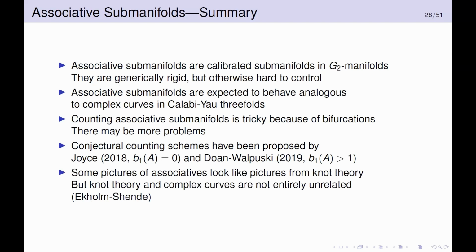Now, some pictures of associatives look like pictures from knot theory. You've seen that. And at least there is a relation between knot theory and complex curves. I heard talks by Ekholm and Shende on this. You consider holomorphic curves whose boundary lies on some special Lagrangians, then the boundary curves are actually real curves in a 3-dimensional Lagrangian, which looks locally like R^3, and then you are in a situation where you can talk about knots again.